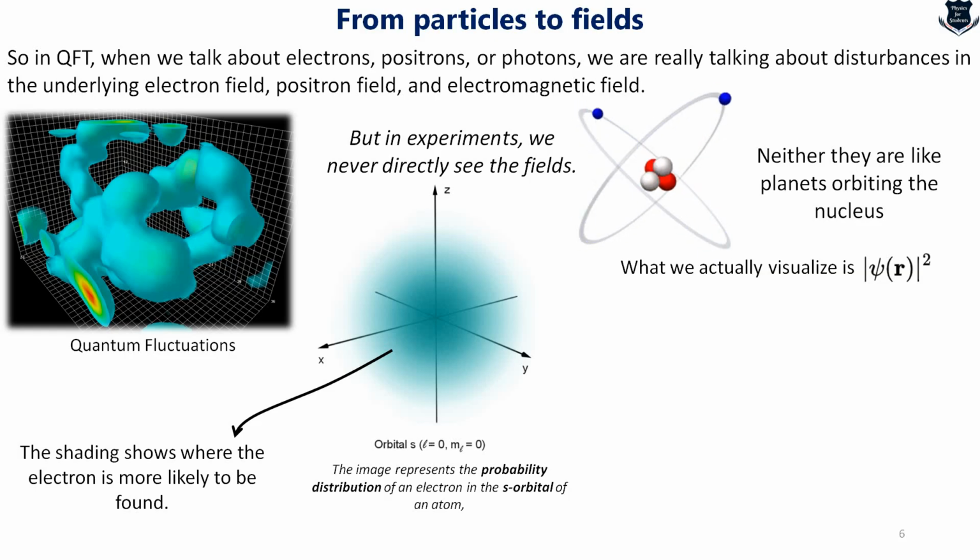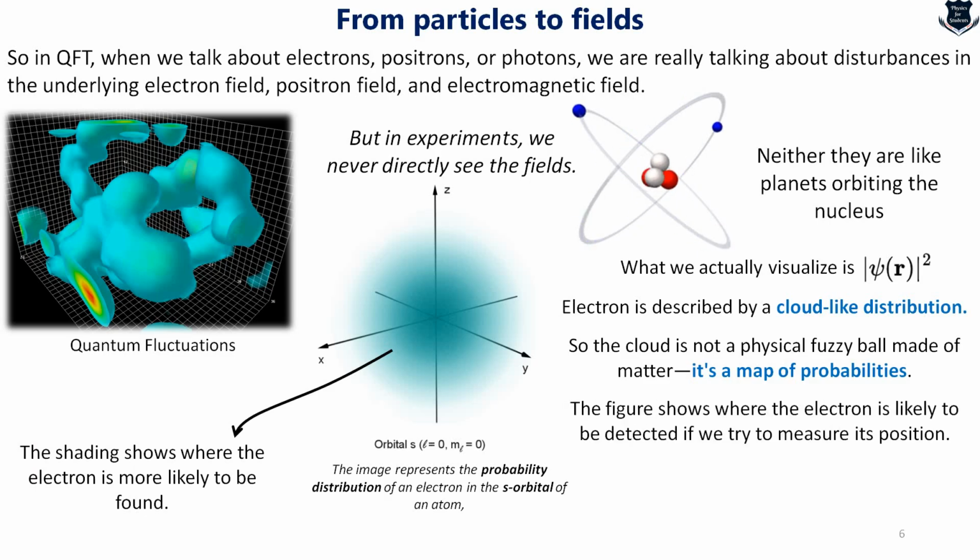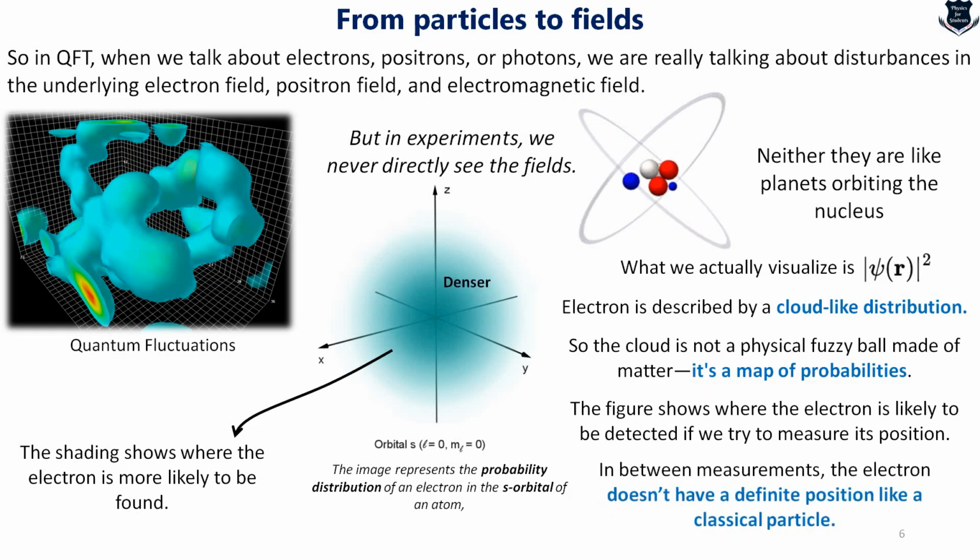What we actually see mathematically is the square of the probability amplitude, and this picture shows nothing more than an electron in a distribution cloud. Remember, the cloud is not a physical fuzzy ball made of matter. It is a map of how much probability exists. This figure shows where the electron is likely to be detected if we try to measure its position. So the denser the areas, the more probable the electron will be. The lighter the areas, the less probable is the presence of the electron.